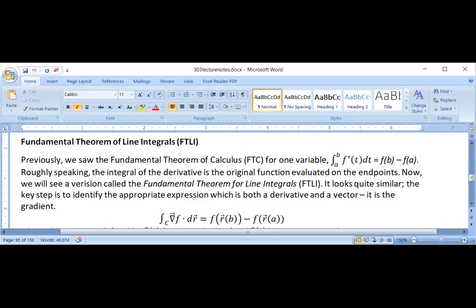So put it together and you get this. And of course, there are different notations there. We could just write f of point B minus f of point A, either way you like. But here we go. It's the integral over the path C of the gradient of function f dot dr equals the original function f evaluated on the endpoints.